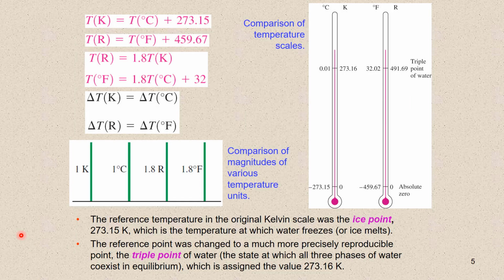When you are doing calculations, there are some equations that you'll have to remember, and something that is depicted here is that the temperature in Kelvin is equal to the temperature in degrees centigrade plus 273.15, and also the delta T in Kelvin is equal to delta T in degrees centigrade.